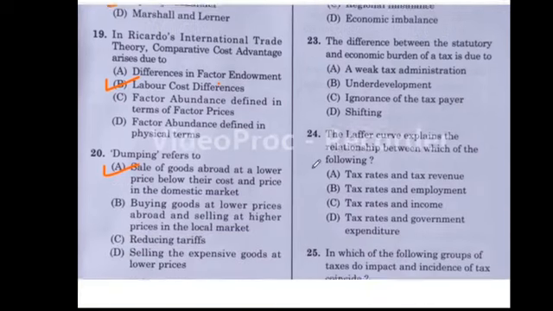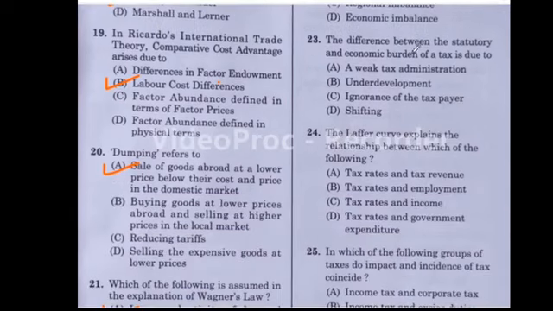Question number 23: The difference between the statutory and economic burden of a tax is due to option A weak tax administration, option B underdevelopment, option C ignorance of the taxpayer, option D shifting. The right answer is option D, shifting.